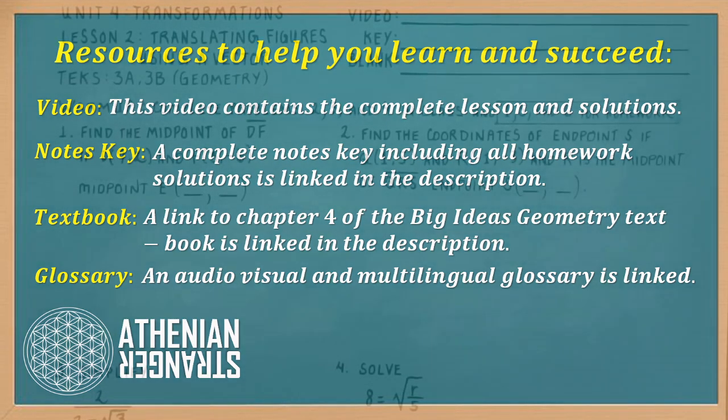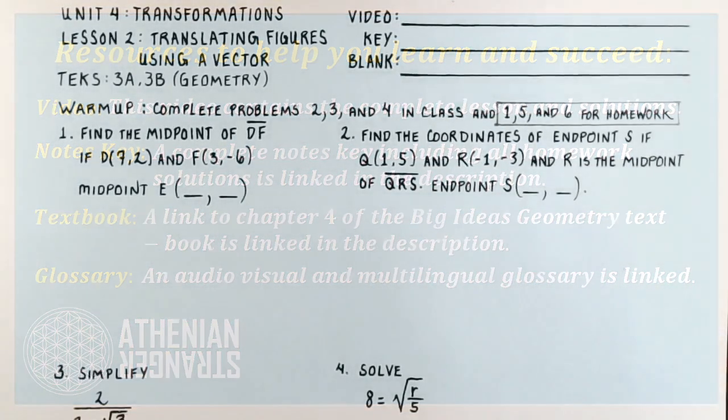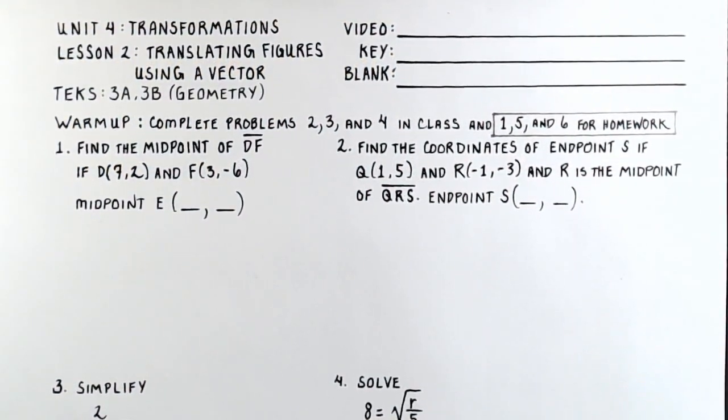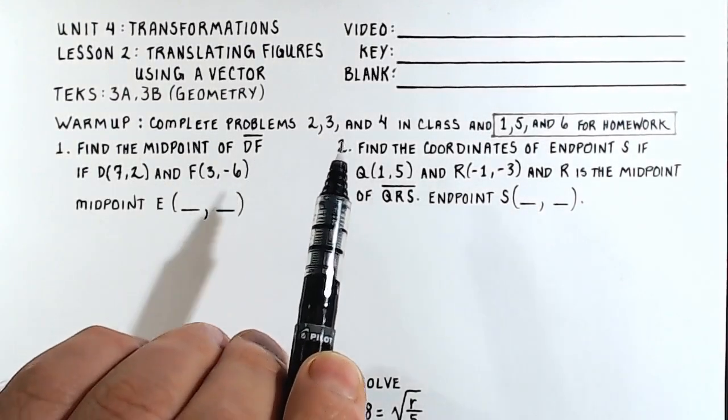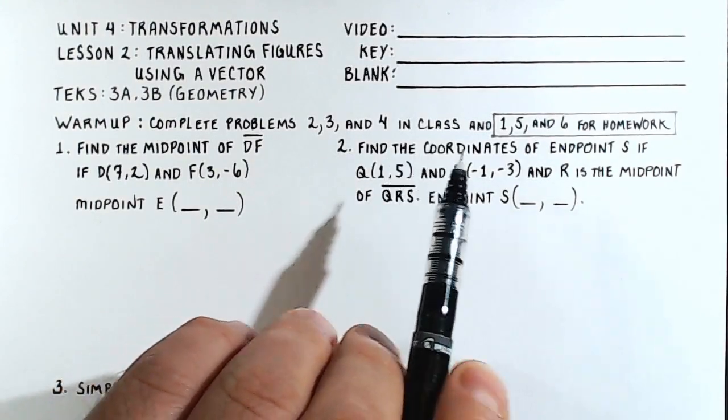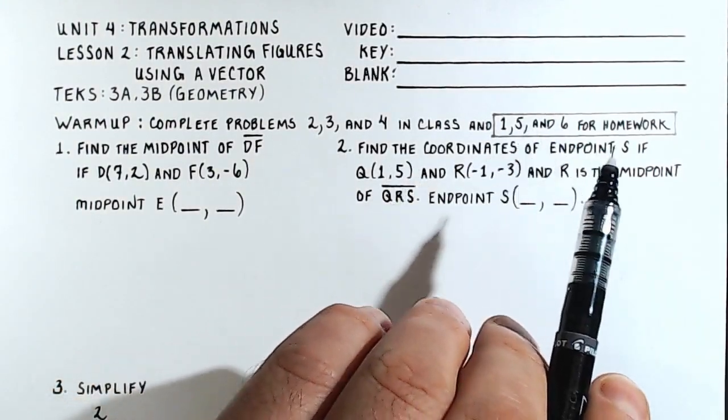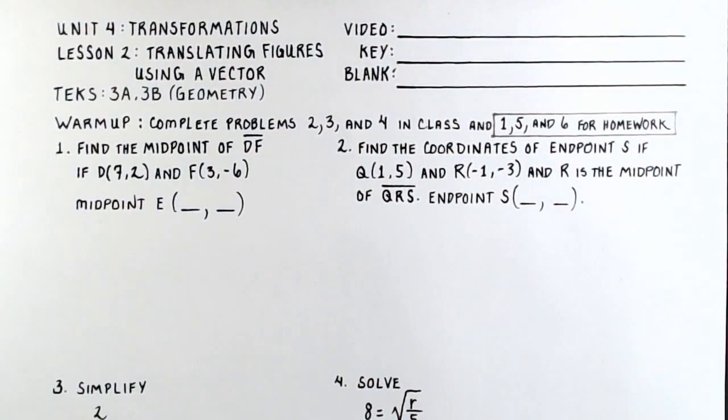Okay, let's transition now to the worksheet itself. Our first task is to complete a warm-up, and I'm simply going to proceed through this 1 through 6 in order, but the warm-up problems will be 2, 3, and 4, and then 1, 5, and 6 will be homework problems. But I'm going to do all of them.